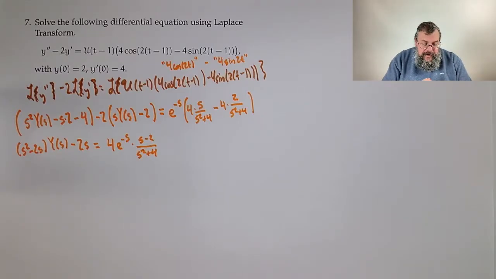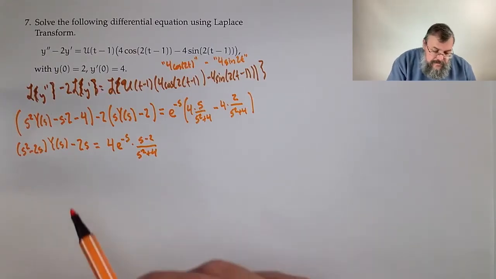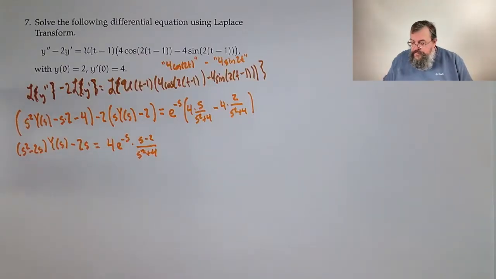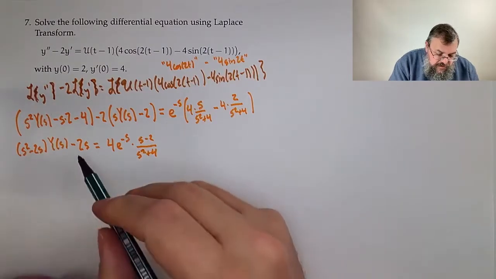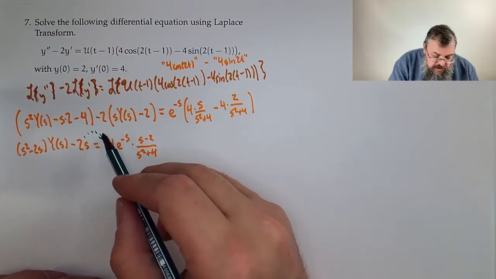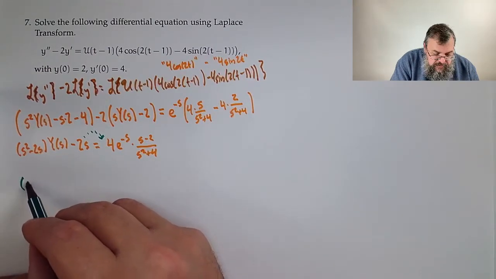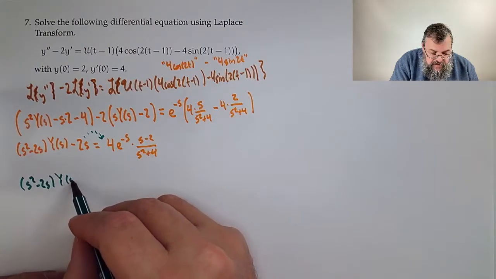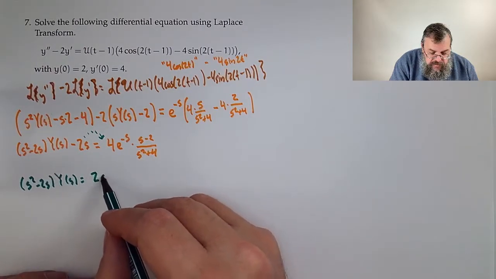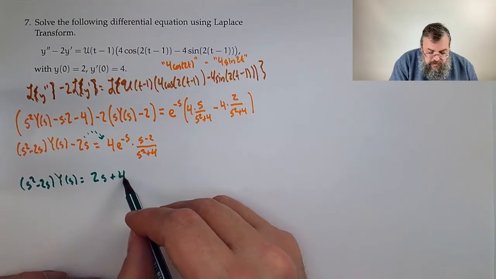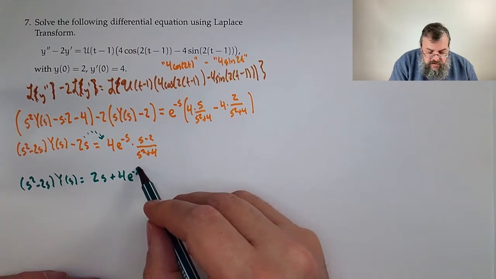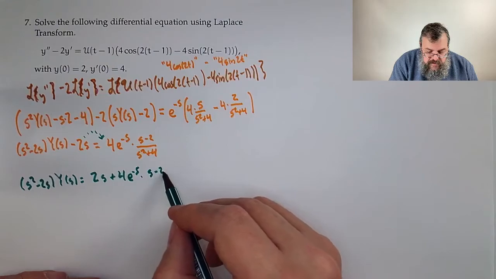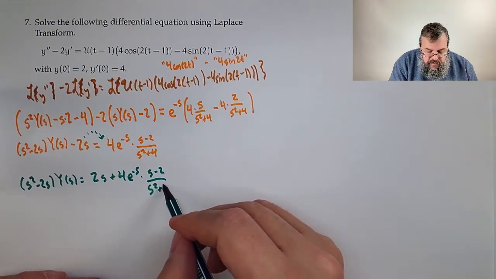All right. Well, now what? As we start moving forward, we need to get Y(s) by itself. So we can move the 2s across, and we'll do that first. s squared minus 2s times Y(s) is equal to 2 times s plus 4 e to the minus s times (s minus 2) over (s squared plus 4).